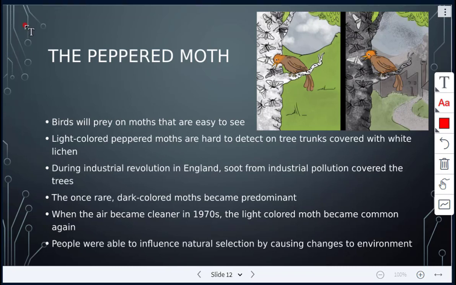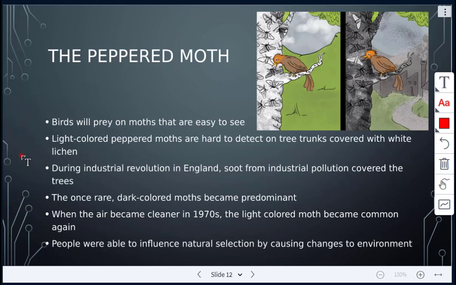This is an example of the peppered moth, just showing how humans altered natural selection, basically. So birds are going to prey on moths that are easy to see. So light-colored peppered moths, they're hard to detect on tree trunks that are covered with white lichen. All right, so the lighter colored ones kind of camouflage in. The darker ones are going to get eaten by the birds because they're easier to see.